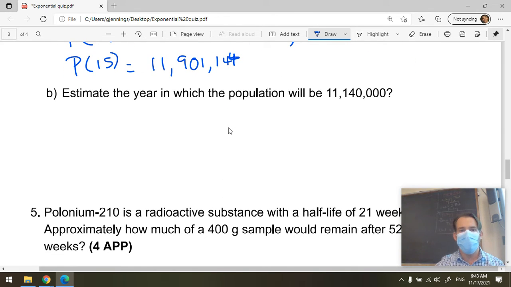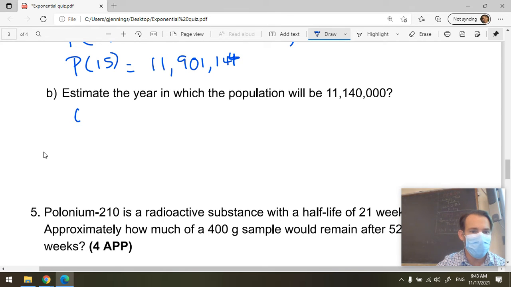Now we've been asked to estimate the year in which the population will be that. We have a big clue here. It's going to be a little less than 15, isn't it? I've talked about guess and check on the board. What you can do here is go to Desmos and look at it and find a very close answer, or you can use logarithms and find the exact answer if you're working ahead.